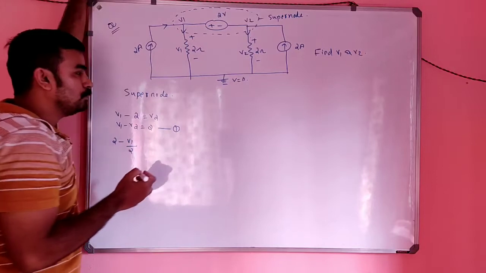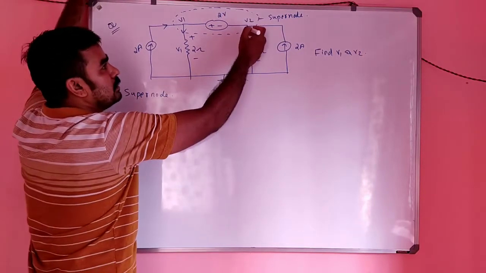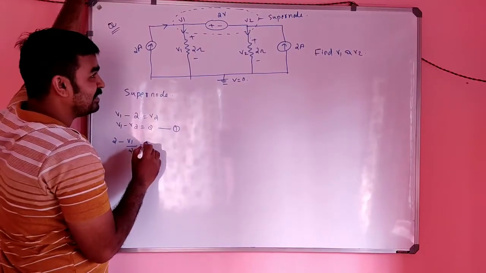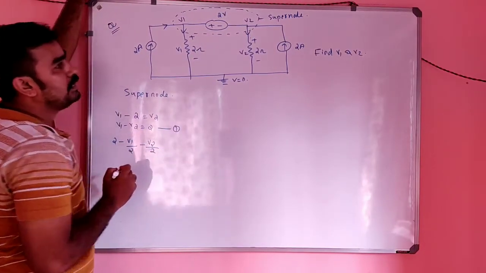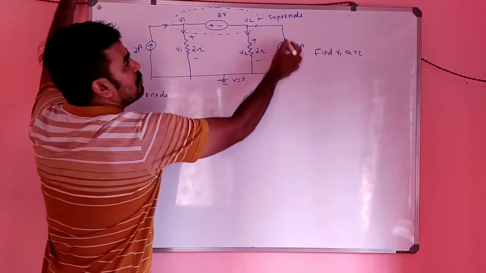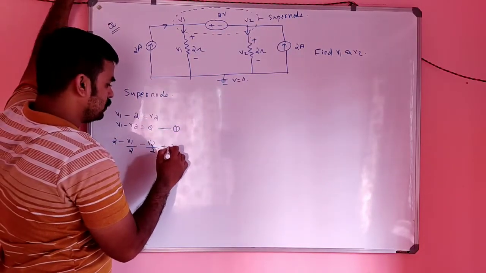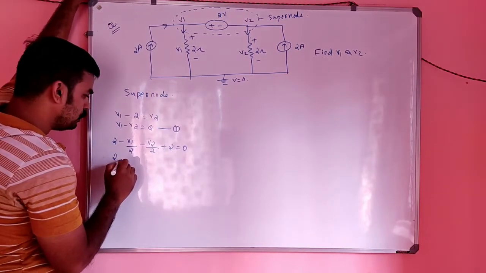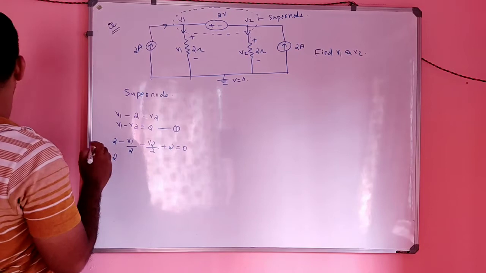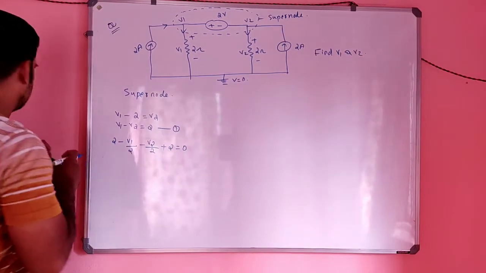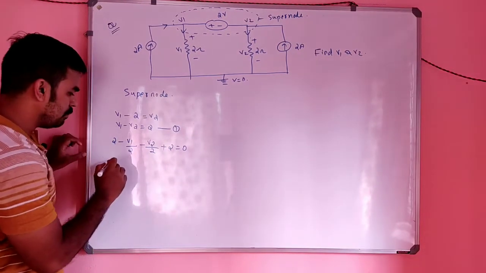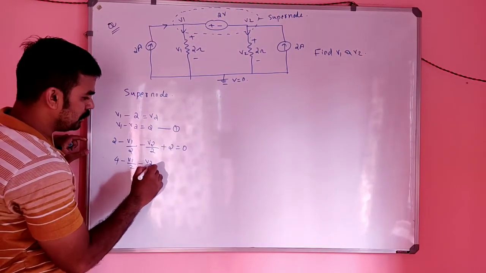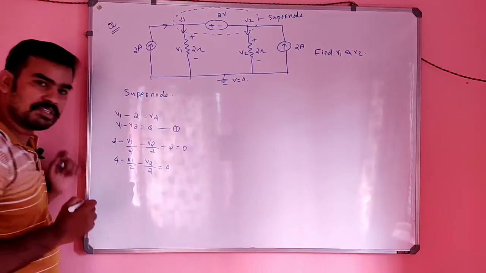And come to this point, V2. What do I get? There is an outgoing current, no? It will be minus V2 by 2, right? Minus V2 by 2, and there is an incoming current of 2 ampere, no? Plus 2 equal to 0. Or simply 2 plus 2 will become 4, no? You can directly write 4. So it will become 4 minus V1 by 2 minus V2 by 2 equal to 0.